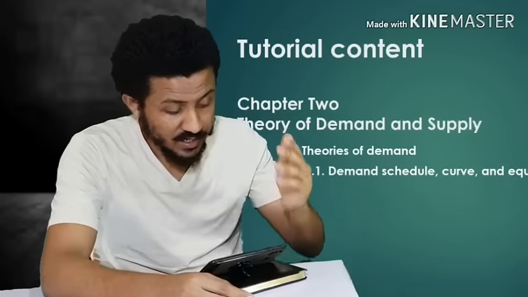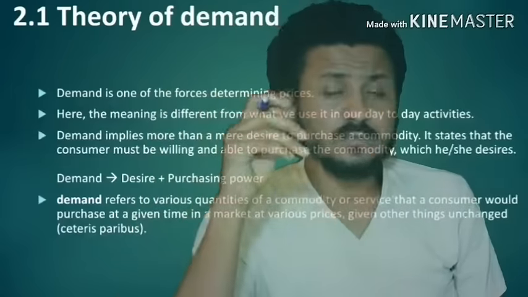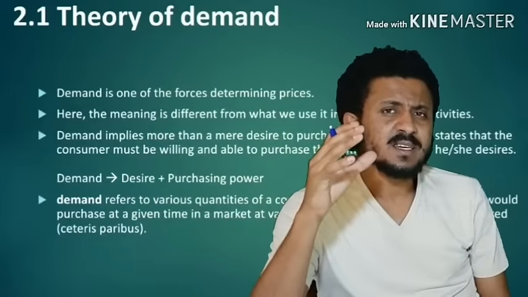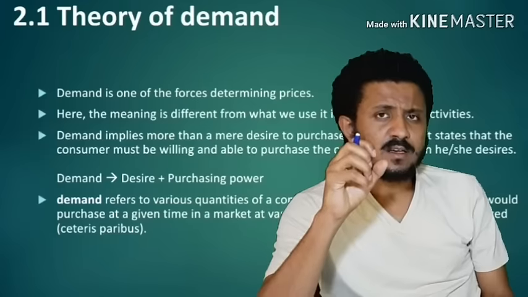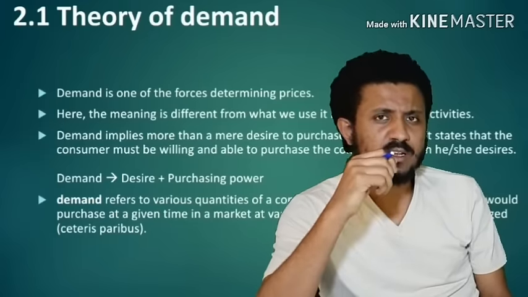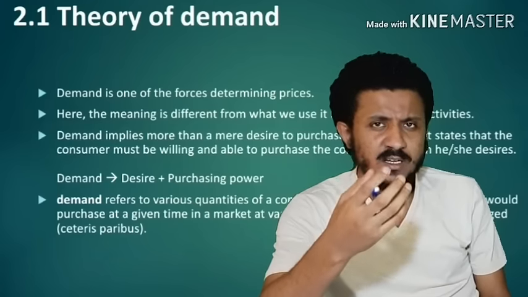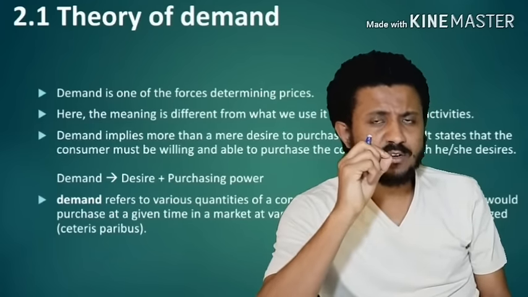So let's just begin the first part. So 2.1 says a theory of demand. Demand means an idea. In this slide, we will define the word demand. I want to create an understanding of the meaning of the word demand in economics.